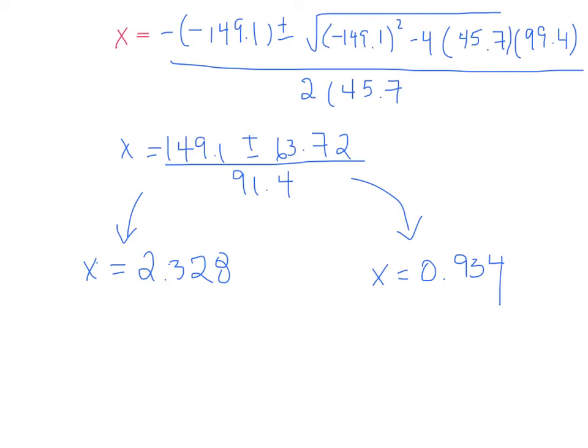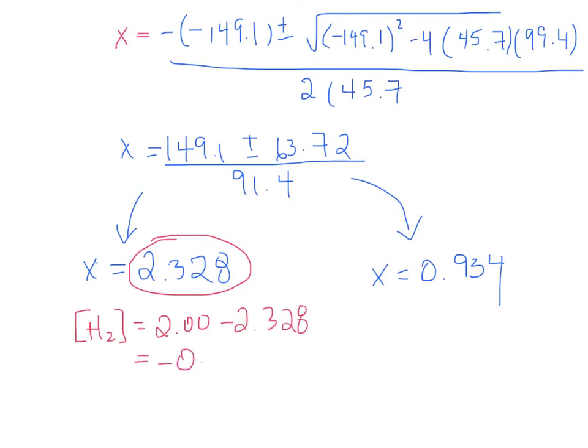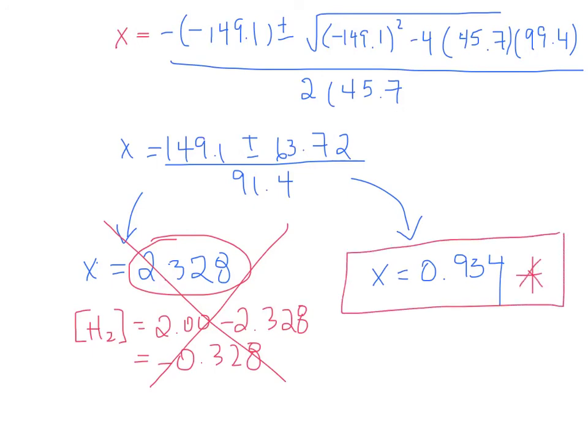The challenge here comes from which of these is the correct solution. So what you need to do is look at each solution, put it back in your equilibrium concentrations, and see if it works. If we take this one here, the 2.328, and we put that back into our H2 concentration at equilibrium, we would have 2.00 minus 2.328. That would give us a negative concentration. Okay? That does not work. We cannot have a negative concentration. So our solution is that x is going to be 0.934.